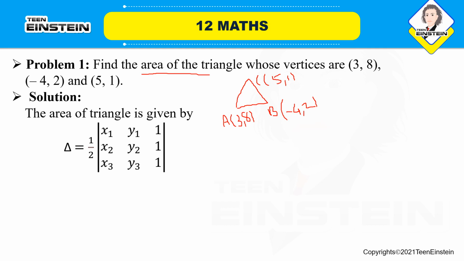Okay, so substitute the first vertex. Using this result, we have 1 by 2 into determinant. What is the first vertex? 3, 8. So substitute here 3, 8. What is the second vertex? Minus 4, 2. So substitute x2 y2 minus 4, 2. What is the last vertex? 5, 1. So x3 y3 is 5, 1. Substitute here. Fix the third column as 1, 1, 1. Okay. So now we have to expand this determinant to get the area.